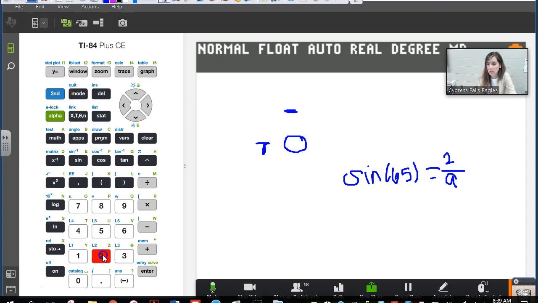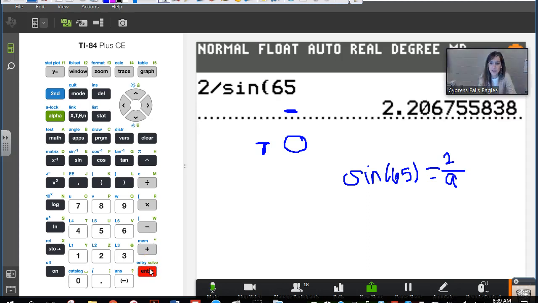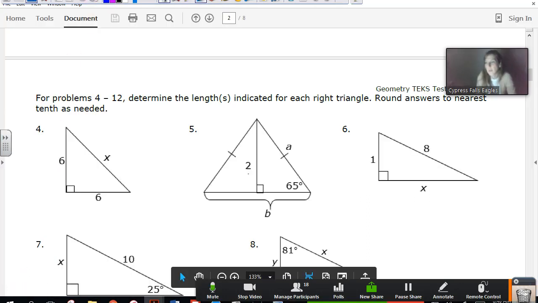Denominator divide. So 2 divided by sine 65. And then whatever the answer choice is rounded to, you can just use that. Oh, I'm in the dark again. Yay! 2.2.